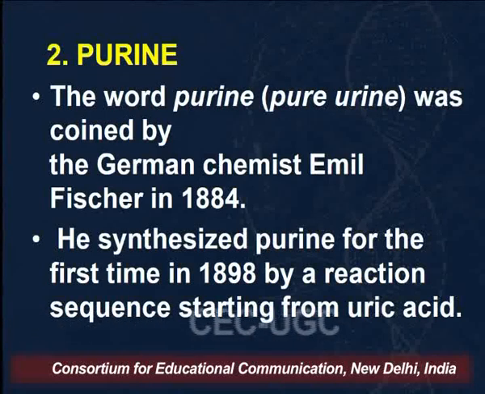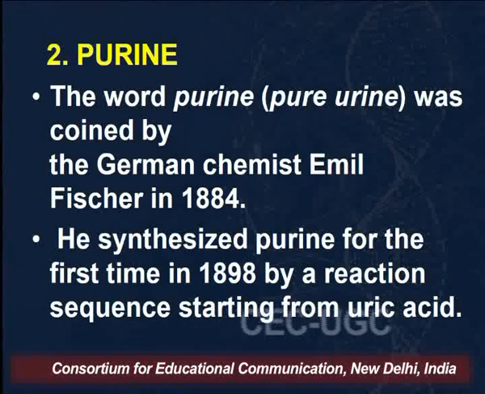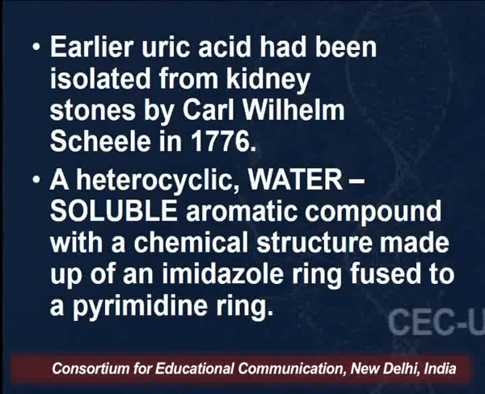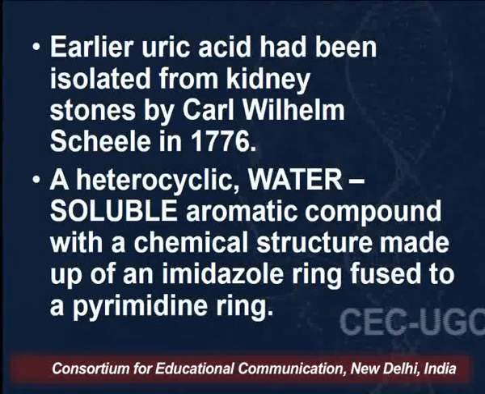The word purine, that is pure urine, was coined by German chemist Emil Fischer in 1884. He synthesized purine for the first time in 1898 by a reaction sequence starting from the uric acid. Earlier uric acid had been isolated from kidney stones by Carl Wilhelm Scheele in 1776.